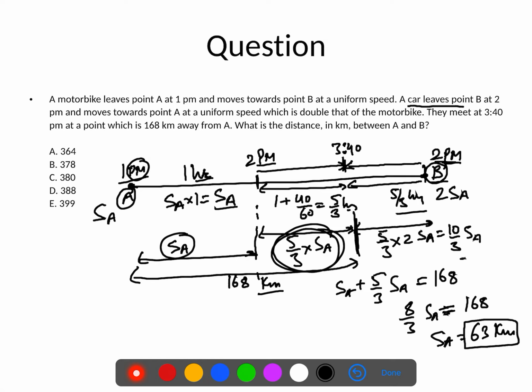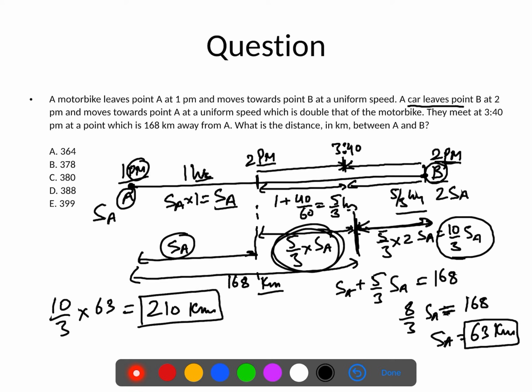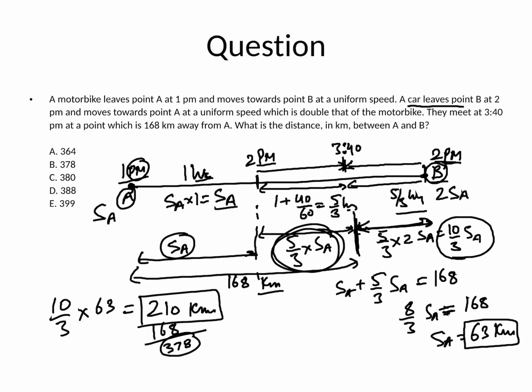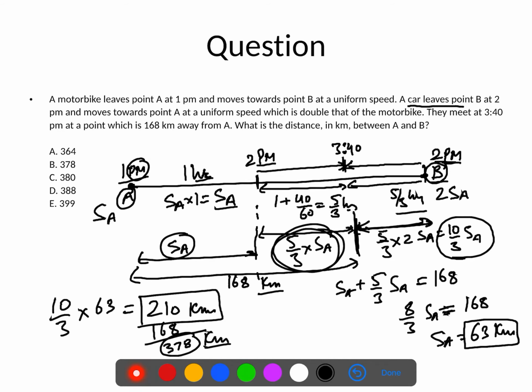So this part of the journey, this distance traveled by the car, is 10 by 3 of SA, 10 by 3 into 63. That would be 210 kilometers. So 210 plus 168 will be 378 kilometers, the total distance from A to B. That's our answer.